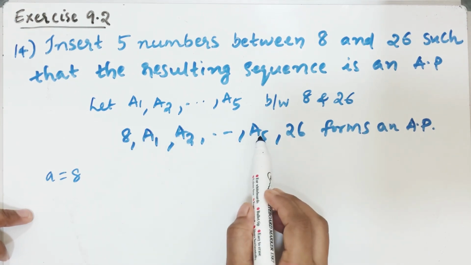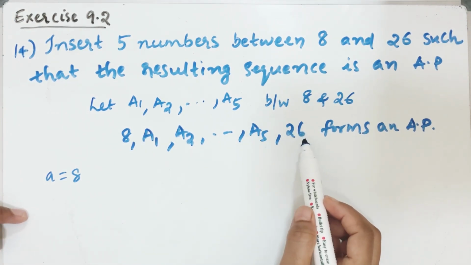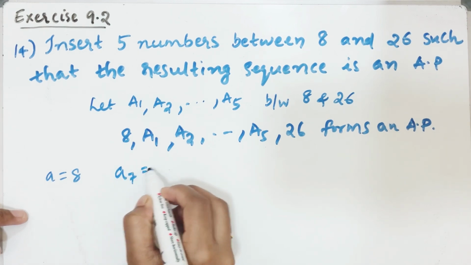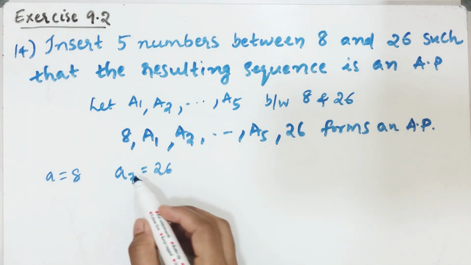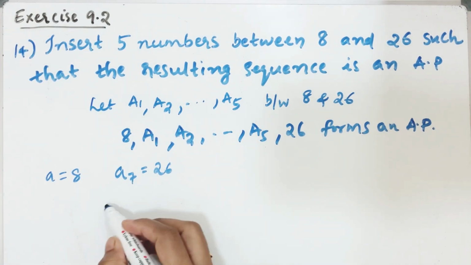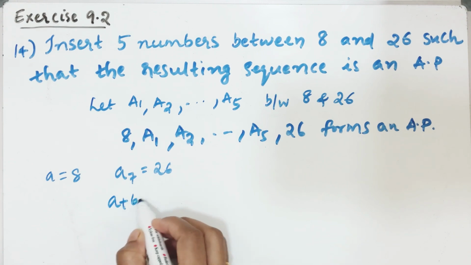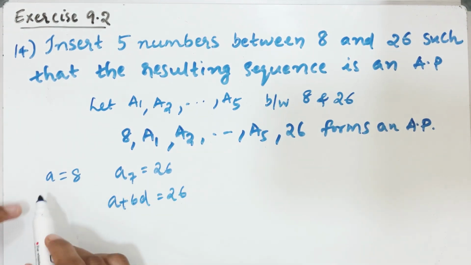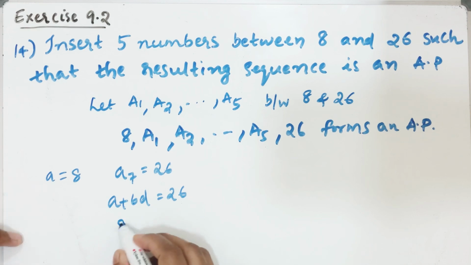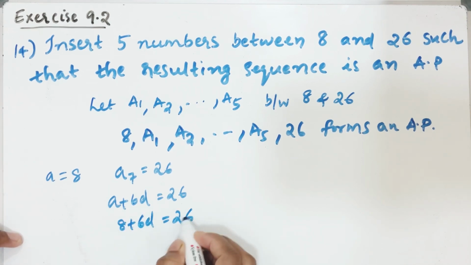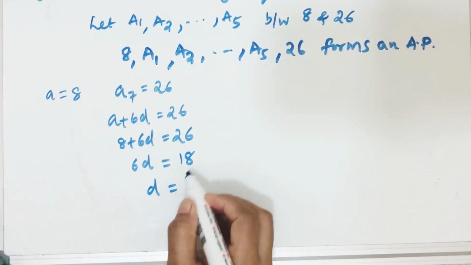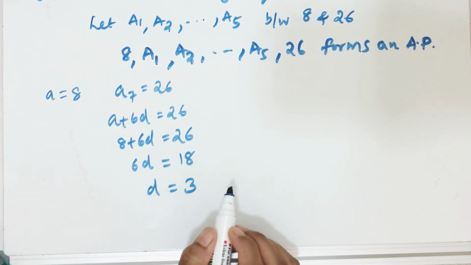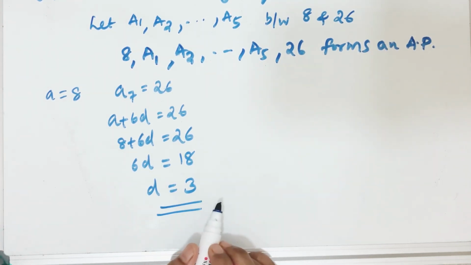And 26 is the 1, 2, etc., 6, 7, the seventh term. That is, we can write a7 is equal to 26. So we can find the common difference. a7 is a plus 6 into d, that is a plus 6d is equal to 26. a is given as 8. 8 plus 6d is equal to 26, or we can write 6d is equal to 26 minus 8, that is 18, and d is equal to 18 by 6, which is 3. So we have the common difference.